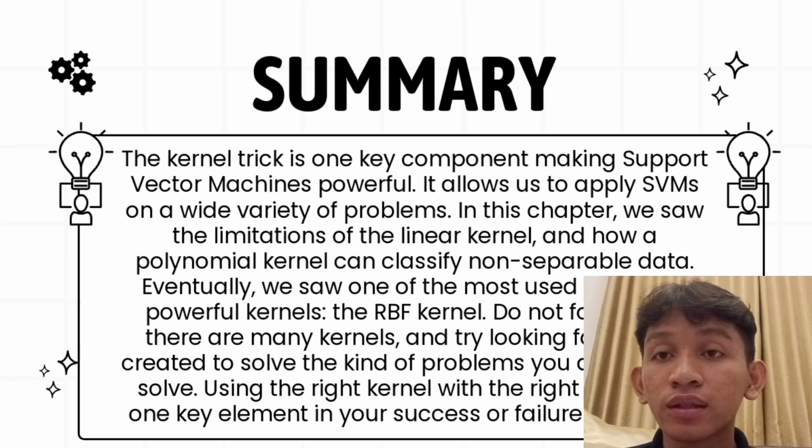Next, summary. The kernel trick is one key component making support vector machines powerful. It allows us to apply SVMs on a wide variety of problems. In this chapter, we saw the limitation of the linear kernel and how a polynomial kernel can classify non-separable data. Eventually, we saw one of the most used and most powerful kernels, the RBF kernel.